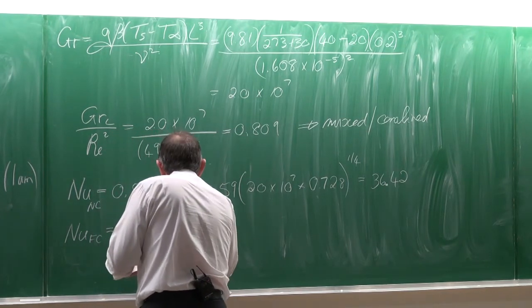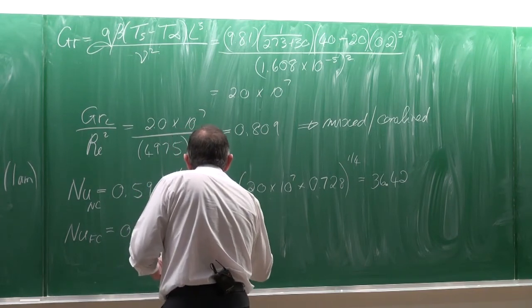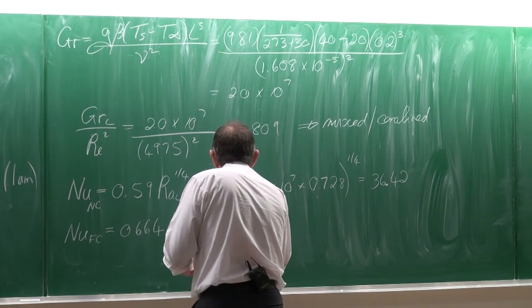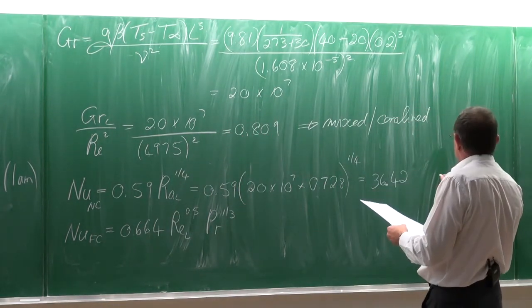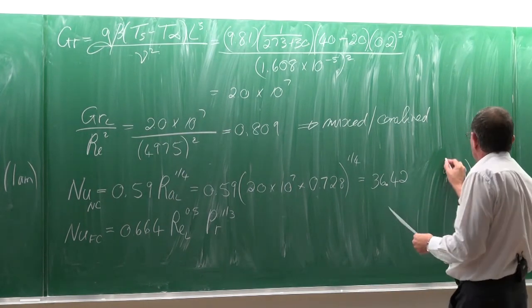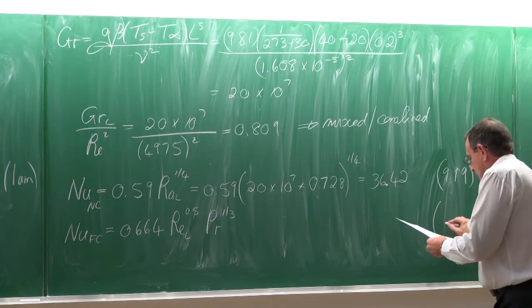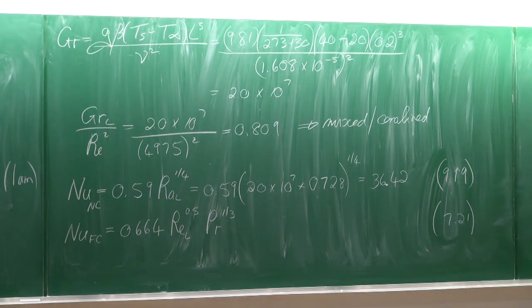0.664 Reynolds L to the 0.5 and Prandtl to the third. And this is equation 19 in your textbook. Okay. And this equation is equation 7.21, chapter 7.